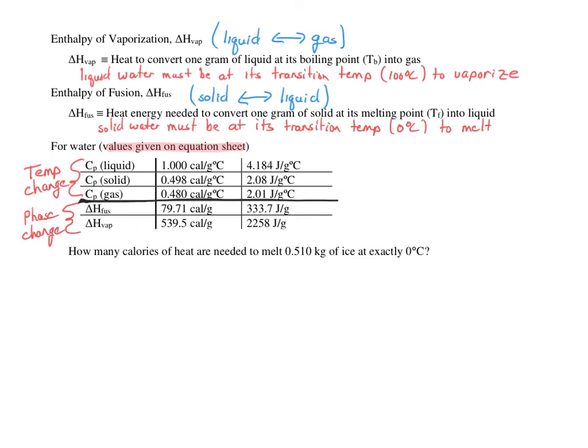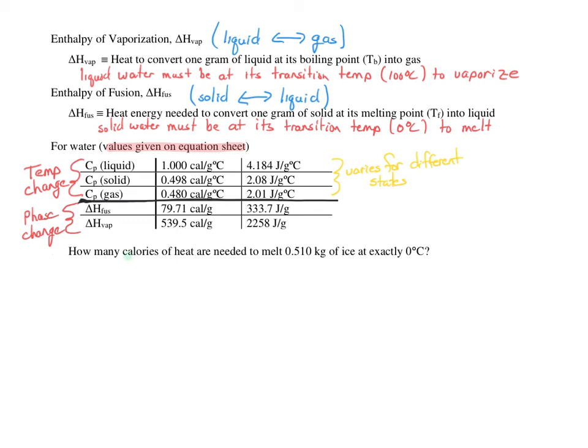Summary of important information for these heat problems. Enthalpy of vaporization and fusion are values that are used when you're doing a phase change. We have different values for the heat capacity of water given depending upon the state. And for all of these values, there's equivalent values given in calories versus joules. So you just want to take note of what your question is asking for.